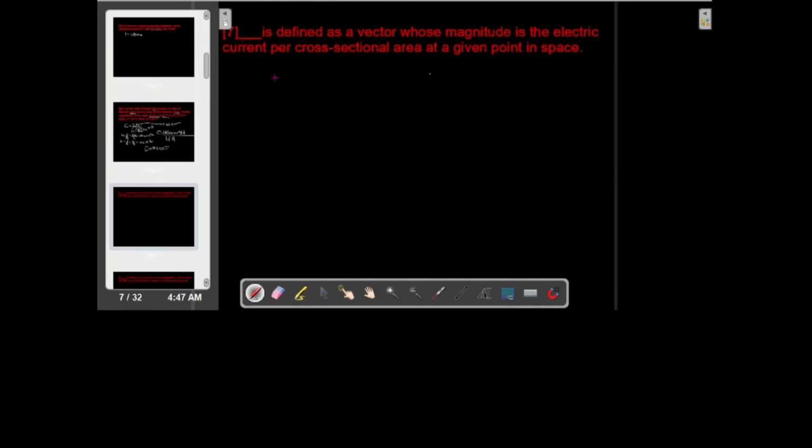Question 7 says that is defined as a vector whose magnitude is the electric current per cross-sectional area at a given point in space. The answer is current density. All right, current density. I'll give you the formula now.